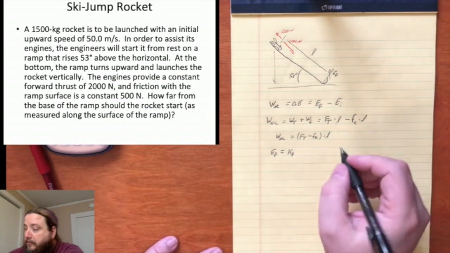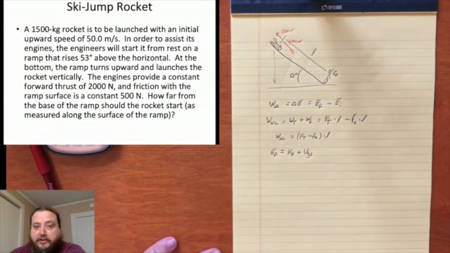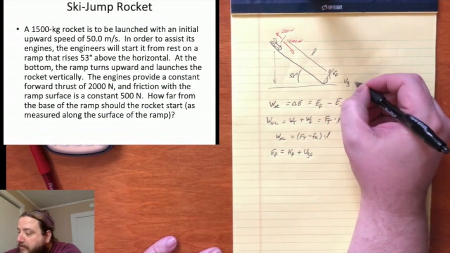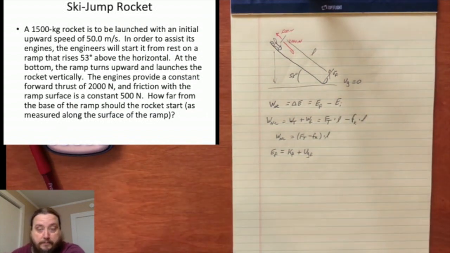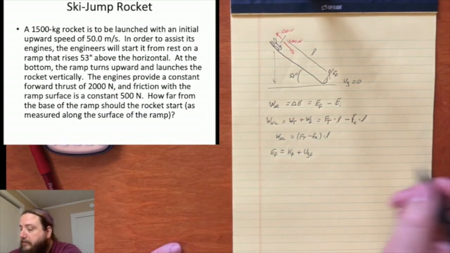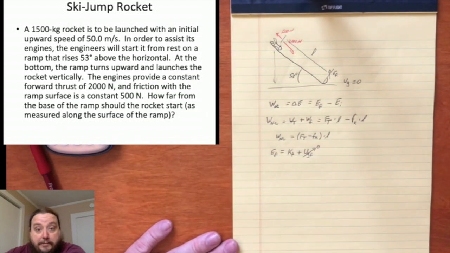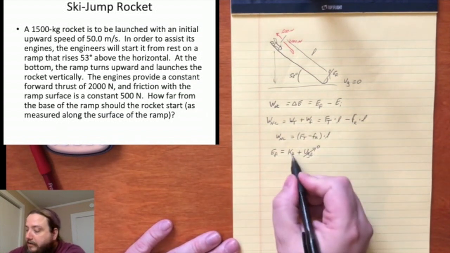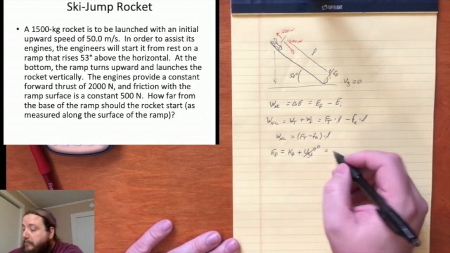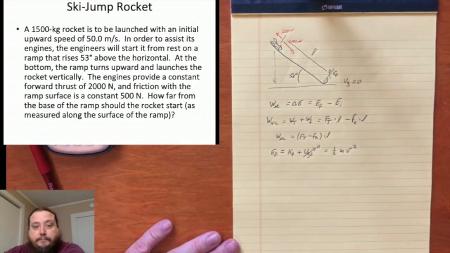The final energy of our system, well, that's going to be the final kinetic energy of our system, of our rocket, plus the final gravitational potential energy of our rocket. And if we define down here as gravitational potential energy equals 0, basically the bottom of the ramp is where there's 0 gravitational potential energy, then the final total energy will just be the final kinetic energy, which will be 1/2 mv squared. All right.